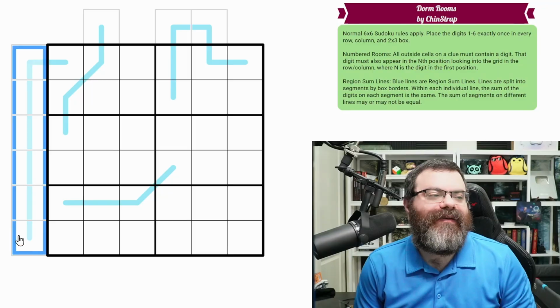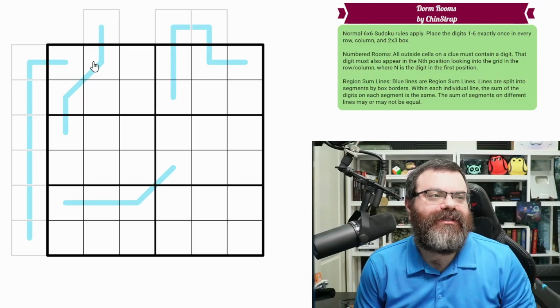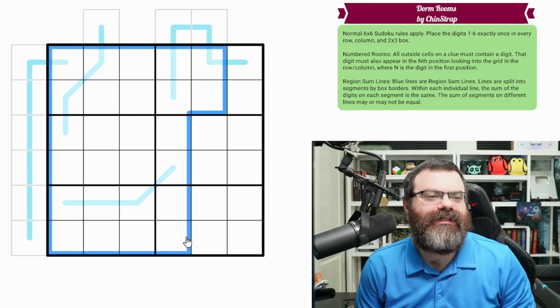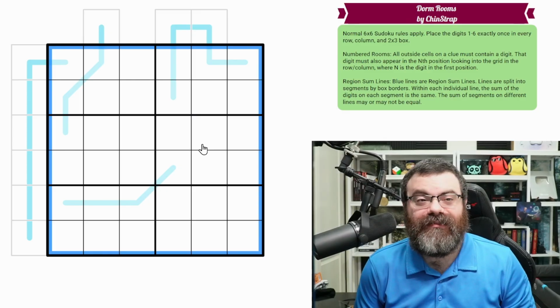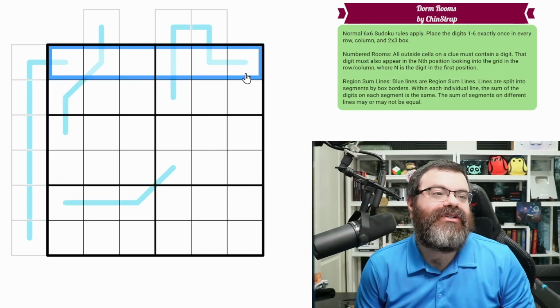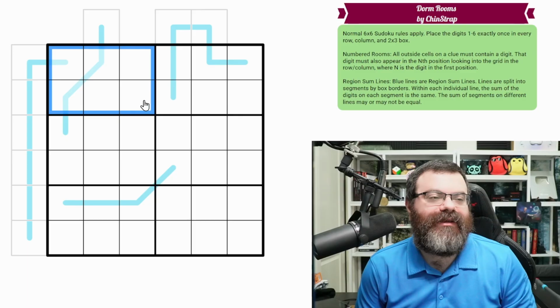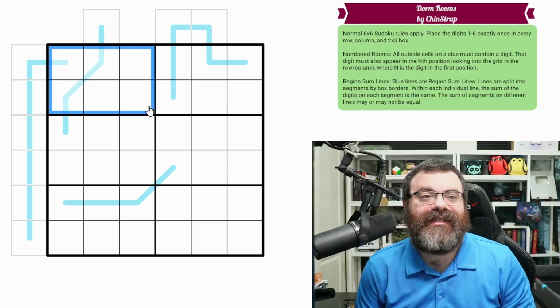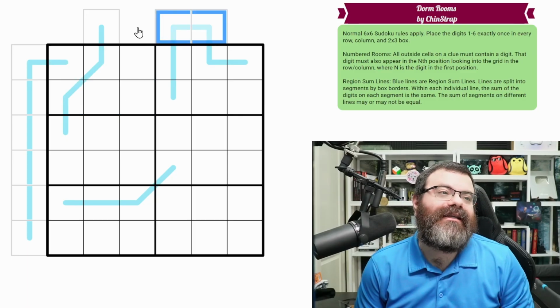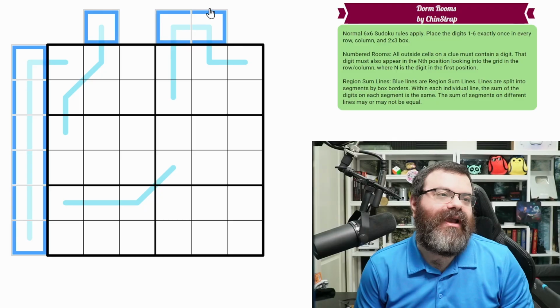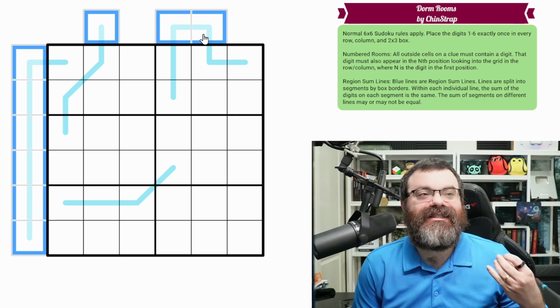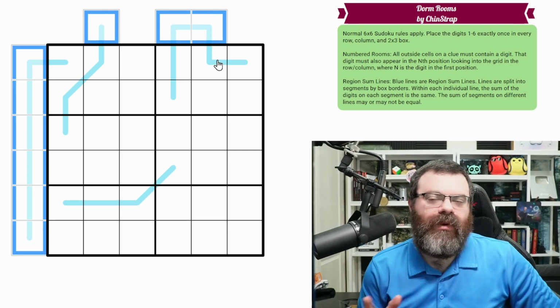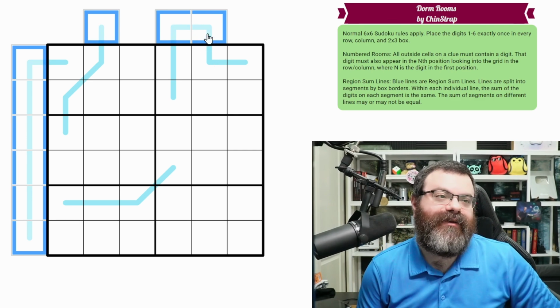So, we do have outside clues here, which are not part of the Sudoku, but inside this bold square, our normal Sudoku square, we do have standard 6x6 Sudoku rules. So in each row, each column, and each 2x3 box, we are placing the digits 1 to 6 exactly once each. But anywhere that we have these gray cells outside the grid, also just anywhere there's a clue, anywhere there's a blue line, we must fill those with a digit, but we are not restricted by Sudoku rules in any way for what digits they could be.